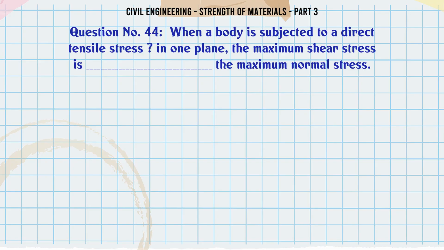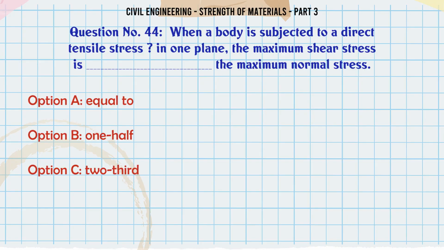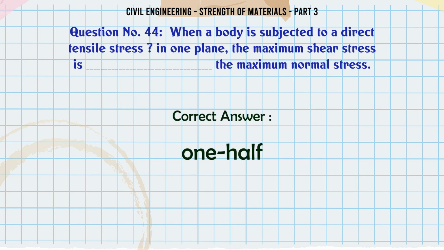When a body is subjected to a direct tensile stress in one plane, the maximum shear stress is the maximum normal stress. A. Equal to. B. 1/2. C. 2/3. D. Twice. The correct answer is 1/2.